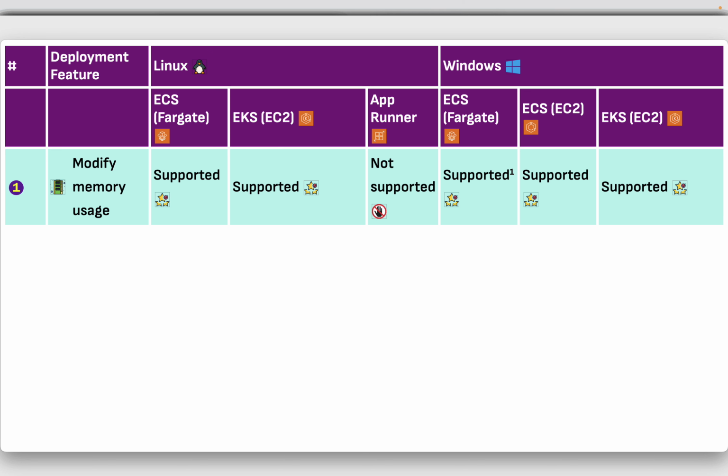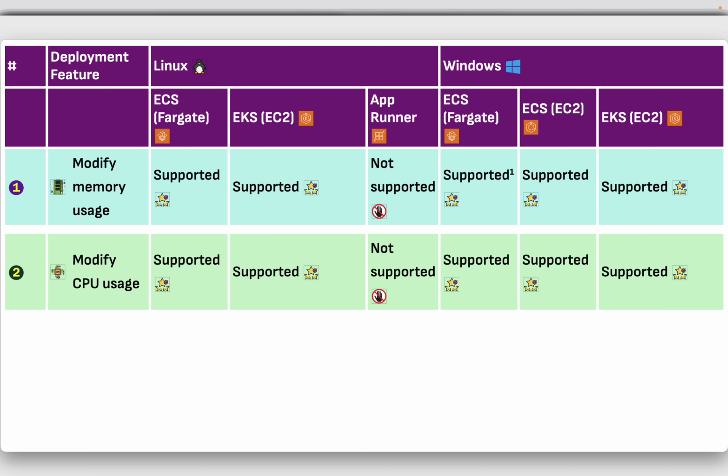Then let's see the deployment features. What features are supported? So first one is modifying the memory usage. And if you deploy it to Linux on platforms like ECS, Elastic Container Registry, Fargate, so it's supported. You can modify the memory. EKS also. For App Runner, no. And if it's a Windows based ECS, so all three are supported. Modify CPU usage. So again, for ECS and EKS, it's supported for Linux and Windows. If the target platform is ECS and EKS, all three are supported.